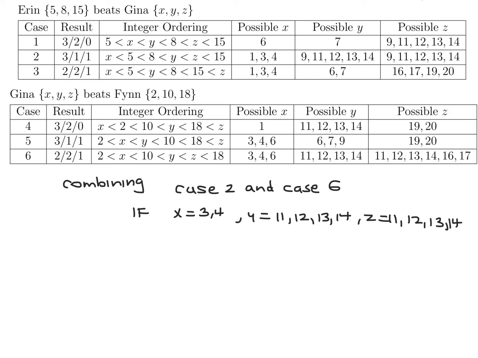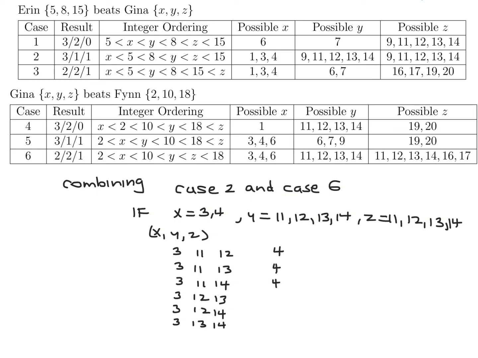So if we were to make our X, Y, Z triples, it would be as follows. We could have 3, 11, 12; 3, 11, 13; 3, 11, 14; 3, 12, 13; 3, 12, 14; 3, 13, 14. And then we can do the exact same ones with 4. And then all the other numbers would be the same: 11, 12; 11, 13; 11, 14; 12, 13; 12, 14; and 13, 14. So this gives me a total of 12.